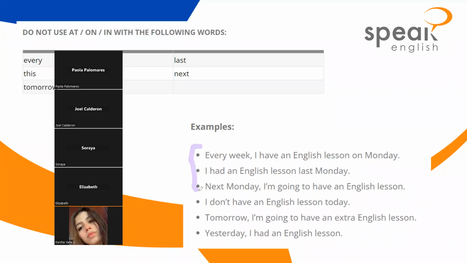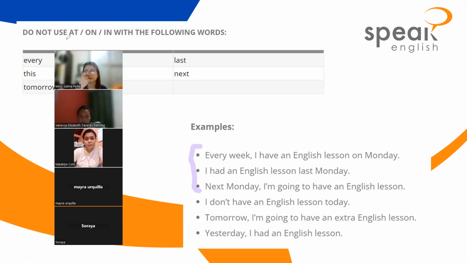Every week I have an English lesson on Monday. I had an English lesson last Monday. Next Monday I am going to have an English lesson. Okay, perfect. Thank you. Be careful with this because we are using on, but it is before the day, so there is no problem. The exception is you cannot use at, on, in before every, this, tomorrow, last.